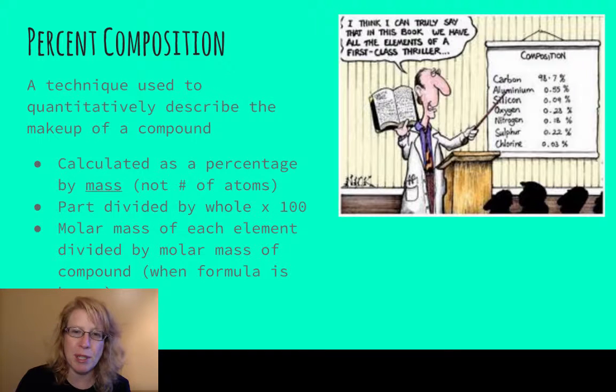So keep in mind that when we're dealing with this, just like any percent, you're always going to use part divided by whole. That's the typical percent formula. And then you always multiply by 100 to get it into that percent format. So in this case, since we're dealing with the percents of different elements by mass, we're going to be using molar masses. So part divided by whole here is actually the molar mass of each element, and then the whole is going to be the molar mass of the compound when you know the formula.